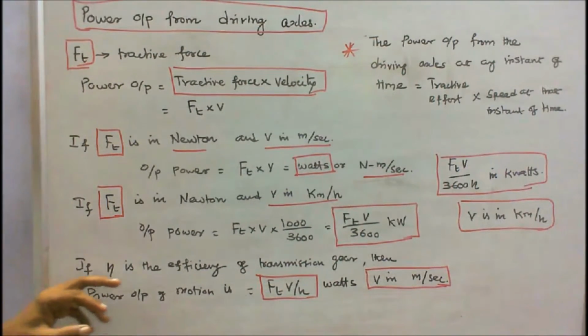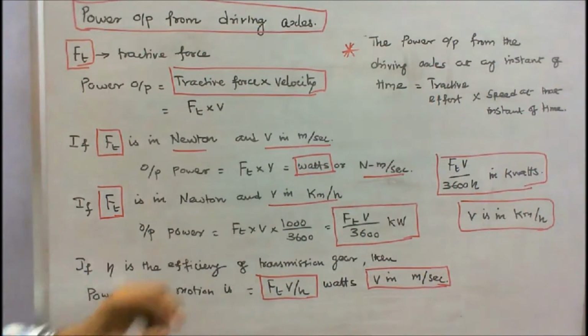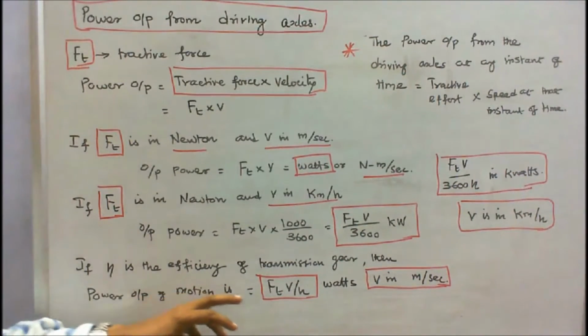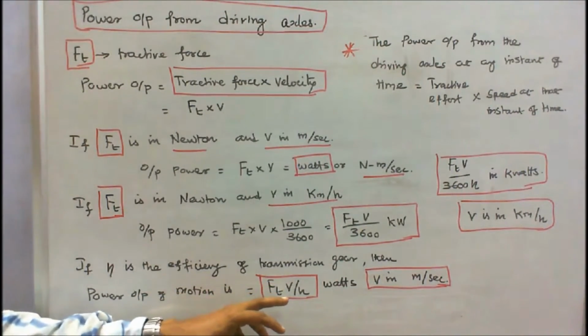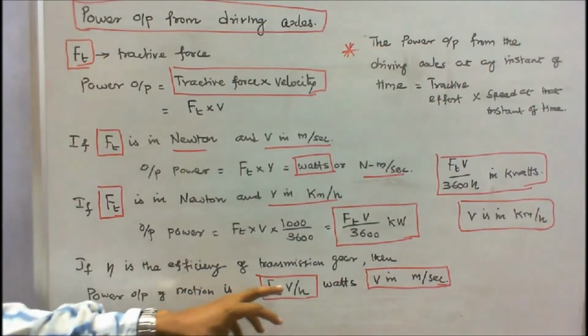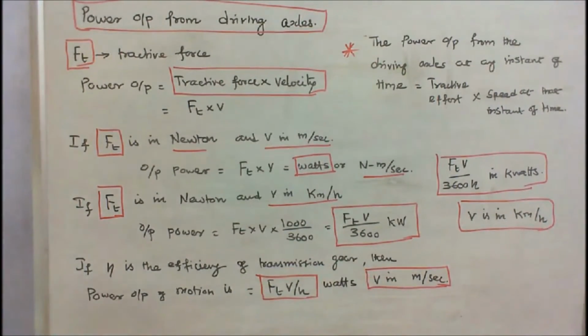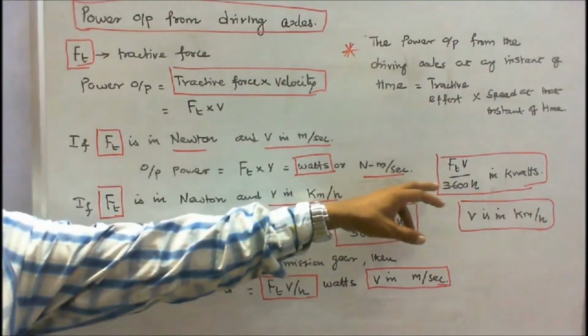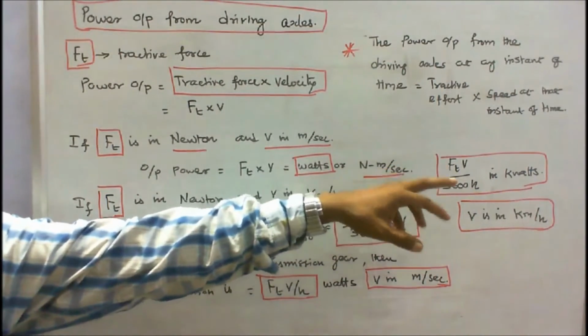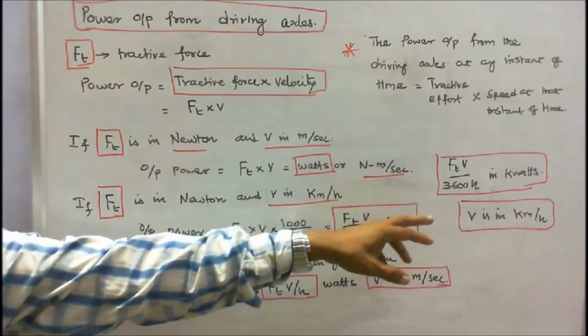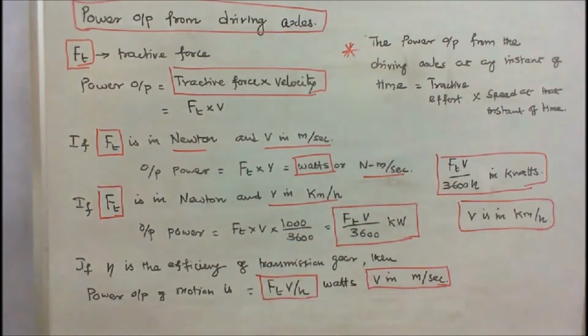If eta is the efficiency of transmission gear, then power output of motion is equal to Ft into V divided by eta in watts, where V is in meter per second, or Ft into V divided by 3600 into eta in kilowatts, where V is in kilometer per hour.